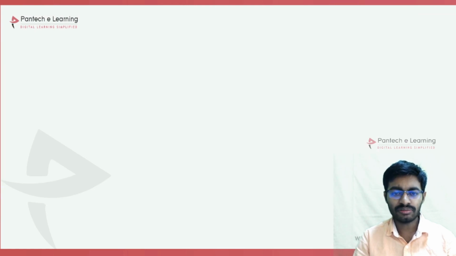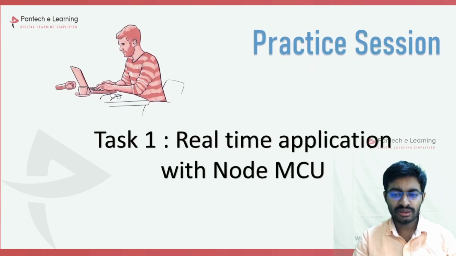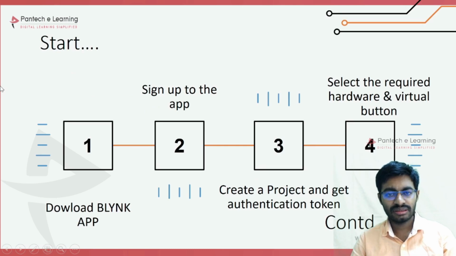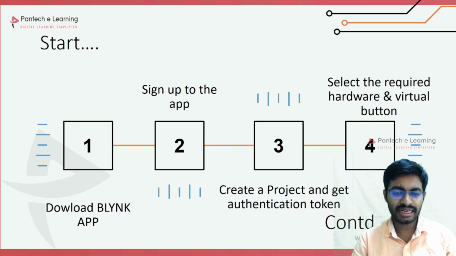Now let us see what the steps are. In this session we will be working with a real-time application with NodeMCU. With the help of a DHT11 sensor, we will be visualizing the temperature as well as the humidity on my mobile phone, and at the same time, with the help of the mobile phone, we will be controlling two LEDs with a simple program. Now let us download the Blynk app. It is available in the Apple App Store and the Play Store, everywhere. So you just download the Blynk app.